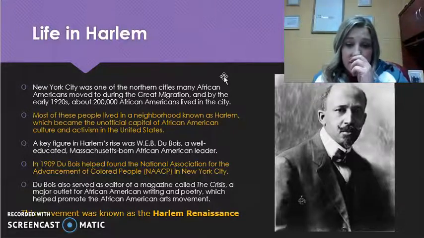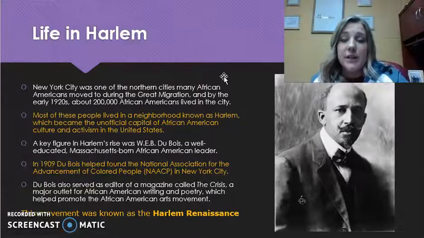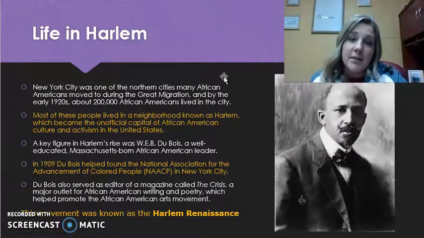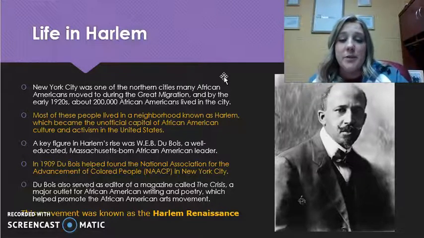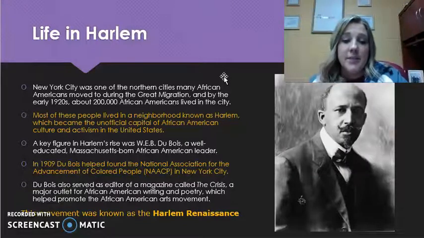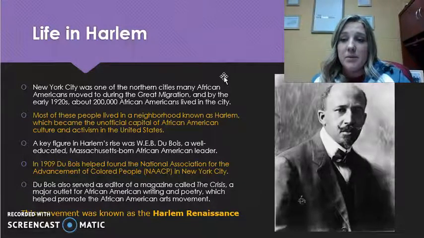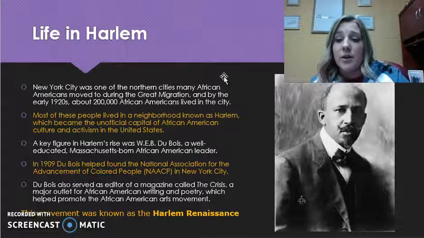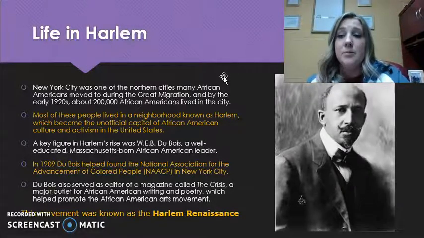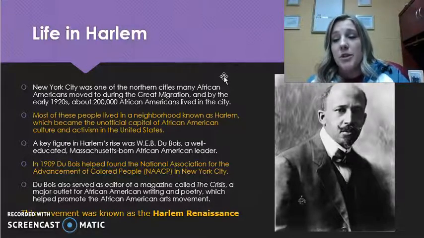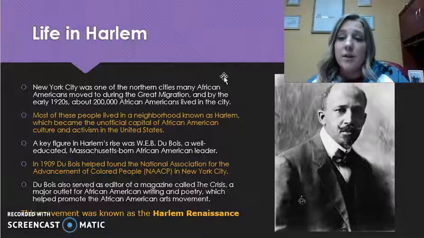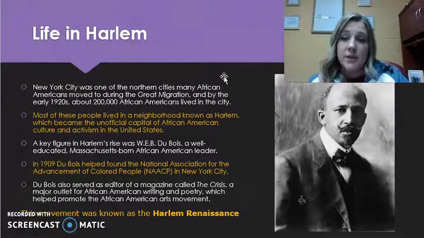He also served as an editor of a magazine, and this was a major outlet for African American writing. So all of that new writing coming out of Harlem was published in W.E.B. Du Bois's magazine. All right, and that last bullet there is probably one of the most important. The movement was known as the Harlem Renaissance. So I want you to highlight it, but also want you to know what the Harlem Renaissance is. That's the movement of art, production of writing, culture, all of that going on in Harlem during the 20s.